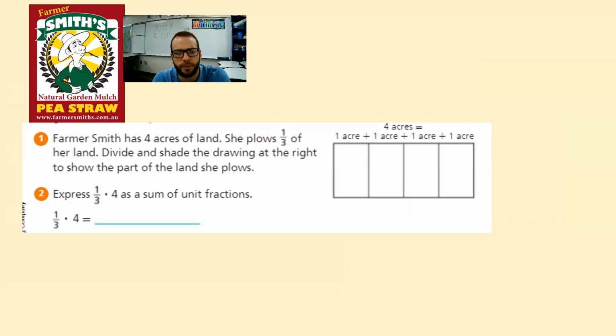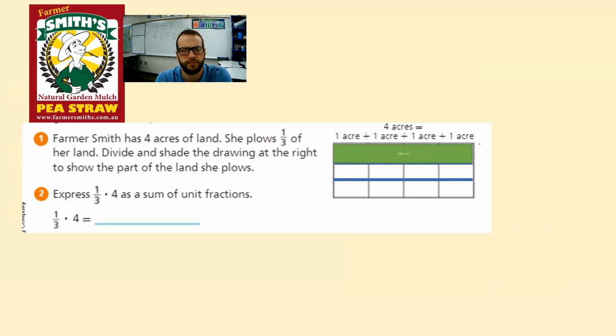Interesting. So we have 4 acres of land. She plows 1/3 of the land, divide and shade. Okay, we can. So we're going to divide each of those into thirds. The way you do that is you just put your marks going left to right. And then we just want to highlight one of each of those boxes, right? One of each of the boxes. And then that will show us our 1/3 of 4.